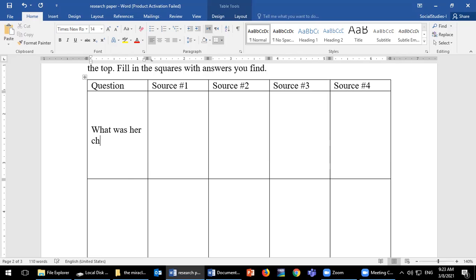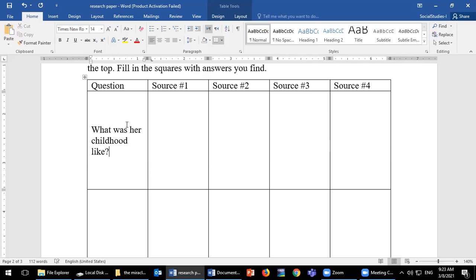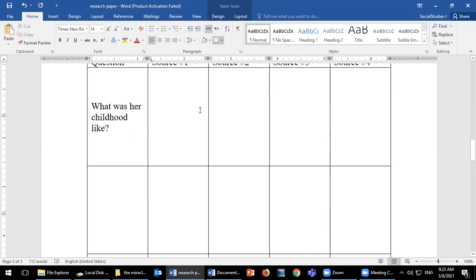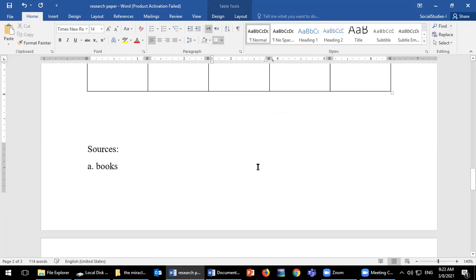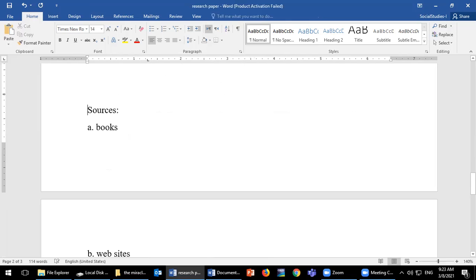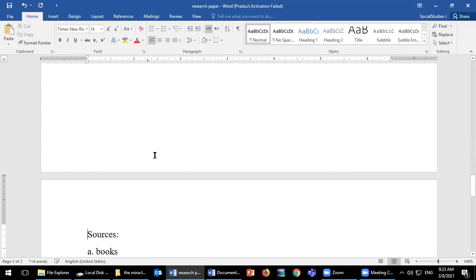All right, what was her childhood like? Okay, so here, this is one question. What was her childhood like? This is one question that you can answer. Or for example, you're going to put your question, and then you're going to put 3 different sources. You have to use a different source for each question. Not all your sources have to be the same. Your information has to come from three different sources.